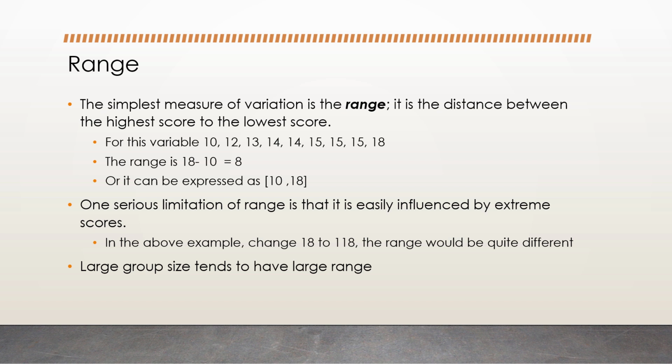After sorting the values from low to high, the range is the distance between the highest score and the lowest score. For a variable age with values 10, 12, 13, 14, 14, 15, 15, 15, and 18, the range is 18 minus 10, which is 8. Or it can be expressed as from 10 to 18.